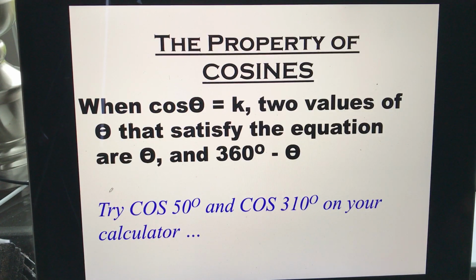This is called the property of cosines. Again, try cosine 50 and cosine 310 on your calculator. It'll give you the same ratio.